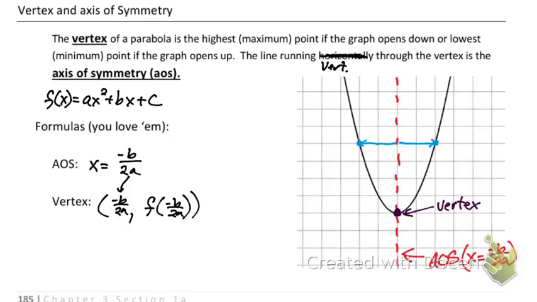In short, find your axis of symmetry. That's the x value of your vertex. Plug it into your equation. Get your y value. You now have your vertex and your axis of symmetry.